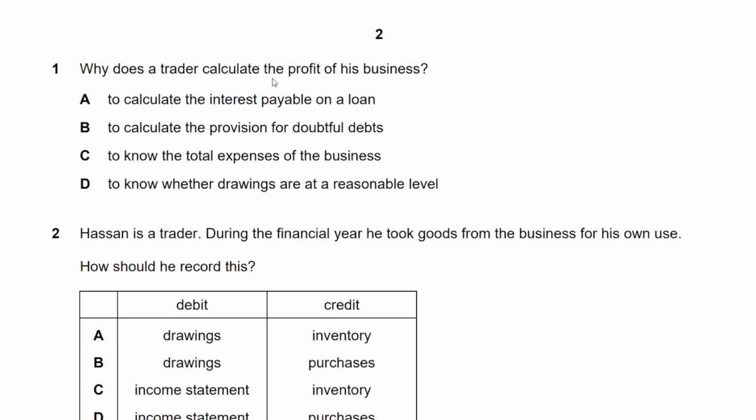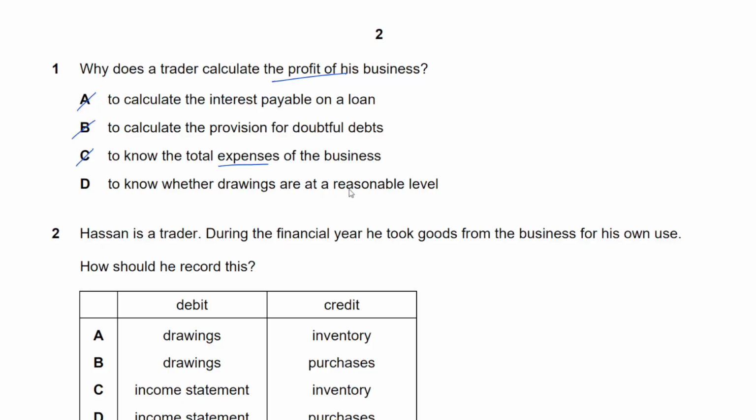Why does the trader calculate the profit of his business? To calculate interest payable on loan, not the reason why you would calculate profit of the business. These answers are very logical. To calculate the provision for doubtful debts, not something that specific. To know the total expenses of the business, not really. Calculating profit is not connected to that. Although expenses are part of calculating the profit, that's not why we calculate profit.